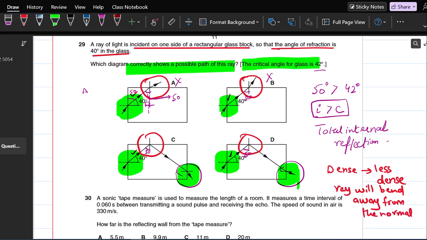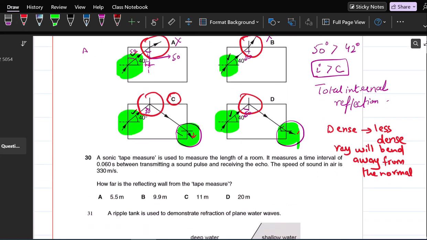So you can see here it is bending towards the normal and here it is bending away from the normal. So the angle will increase. So option C is right. Very good question. Again, I say this is a good question.